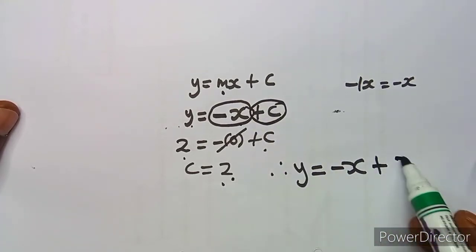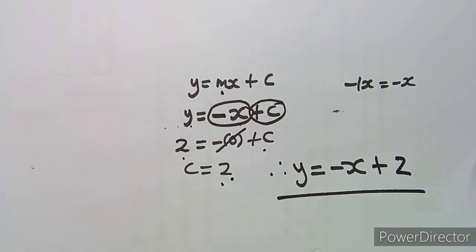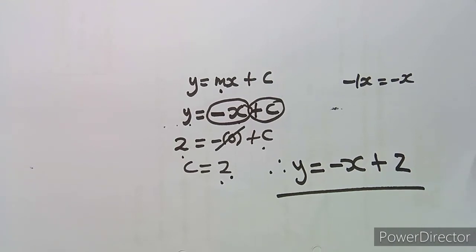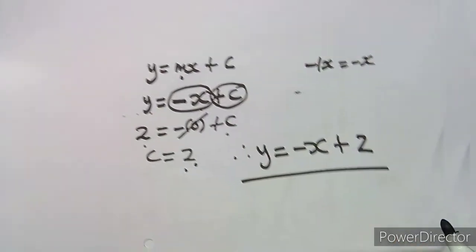Our c is 2. So we are now having the equation of a straight line. So it's a pretty easier way that you can use. Even if you are given 2 points, you find your gradient, then you apply this method. So it can be an advantage to use because it can work in any condition, whether you are given 2 points or you are given just 1 point and a gradient.